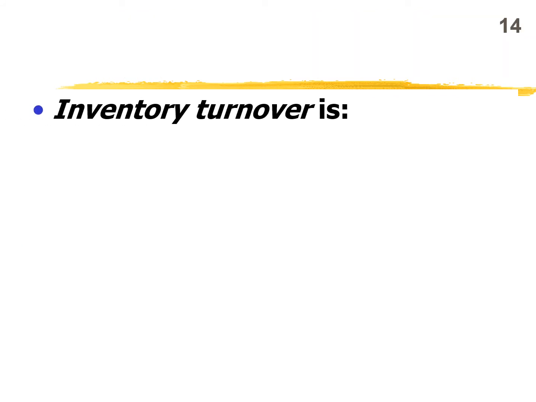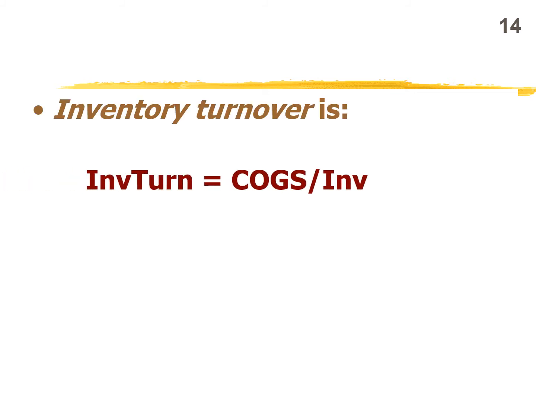The first ratio in this group is inventory turnover. Inventory turnover is cost of goods sold divided by inventories. We use cost of goods sold as our measure of activity rather than sales because inventories are expressed on a cost basis. So we want to express sales on a cost basis.